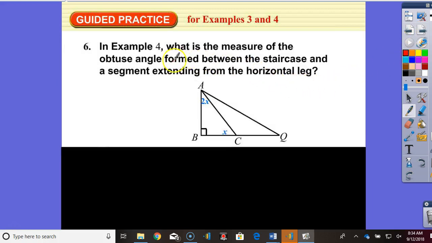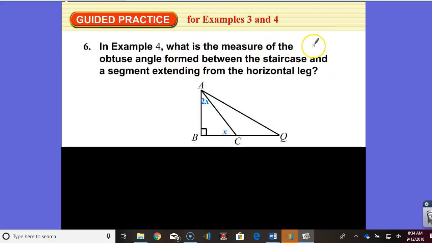And our last one. In example 4, what is the measure of the obtuse angle formed between the staircase and the segment extending from the horizontal leg? They're saying solve for right here. If this is 2x and x, that's 3x equals 90. So x is 30. So 30 and 60. If this is 30 and this linear pair is 180, 180 minus 30 is 150. So your answer is 150.